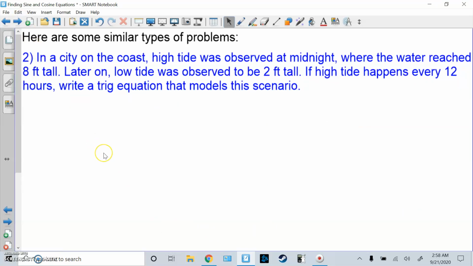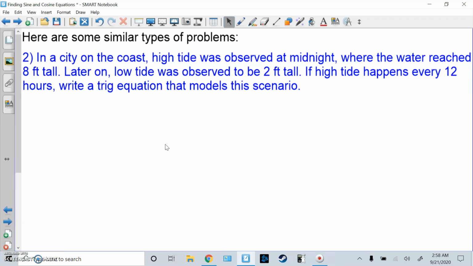Here's another type of problem, very similar. In a city on the coast, high tide was observed at midnight where the water reached 8 feet tall. Later on, low tide was observed to be 2 feet tall. If high tide happens every 12 hours, write the trig equation for that scenario. We could do this in class, but I just want to show you this type. They do like using high tide, low tide problems.